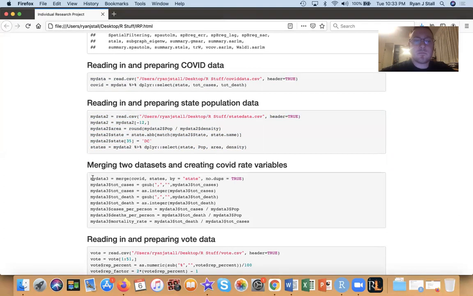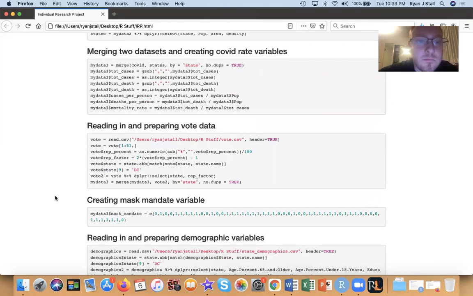I suspected that population density would be highly positively correlated with COVID infection rate. I combined those two variables with the COVID dataset using the merge function. The merge function became a constant theme throughout this project. Anytime I merged two datasets, I did it by state code. Many of the datasets I used did not include the state codes.